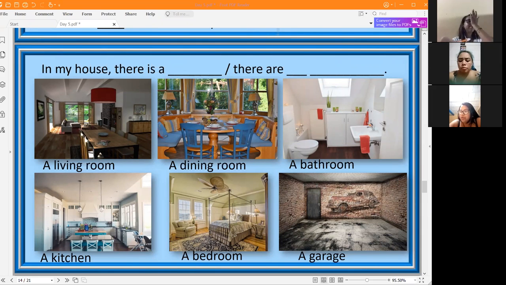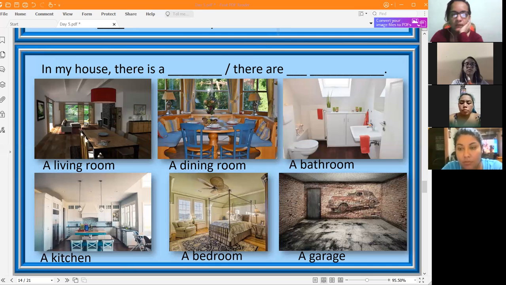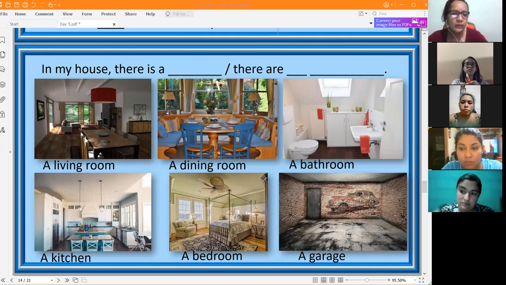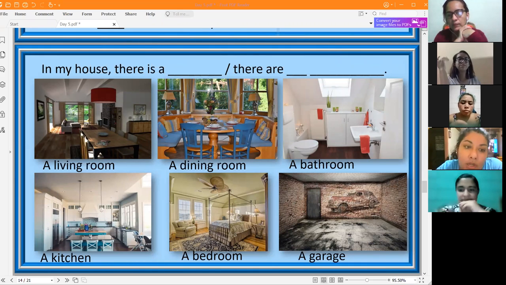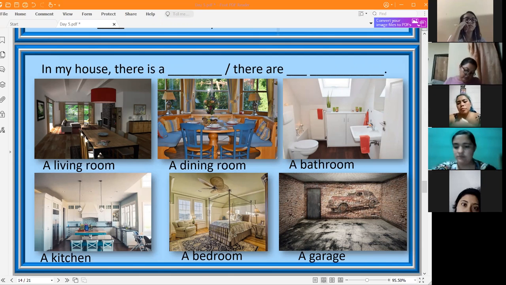Okay, thanks. Let's see. Paula Yesenia Rodriguez. In my house, there is a dining room, a living room, a bathroom, a kitchen. There are two bedrooms. Okay, excellent. Thank you. Now, Wendy Guadalupe Ayala. In my house, there is a living room, a dining room, a bathroom, a kitchen. There are four bedrooms. There is no garage. Okay. Thank you very much.